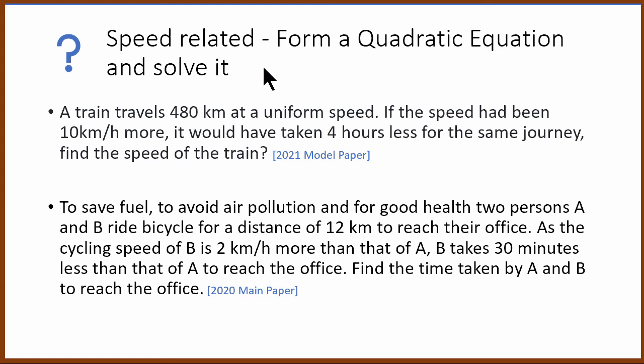The first one is speed related. What does that mean? Take this example. A train travels 480 kilometers at a uniform speed. If the speed had been 10 kilometers more, it would have taken 4 hours less. Find the speed of the train. So you have to form an equation and solve it. We'll see what kind of equation to form. Similarly, there's another question which is to do with bicycle and time taken by 2 people to reach the office. Again, there are separate videos covering these 2 questions.